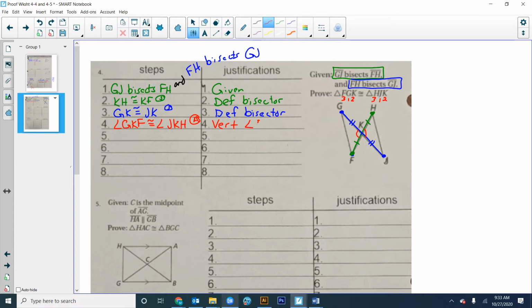All right, are we there yet? Do we have SSS? No. Do we have SAS? We do. We have a side, included angle, other side. I agree. Triangle FGK is congruent to triangle HJK by SAS. Remember, side-angle-side is two sides and the angle where they meet. Good so far.